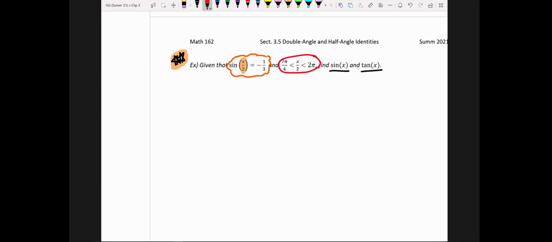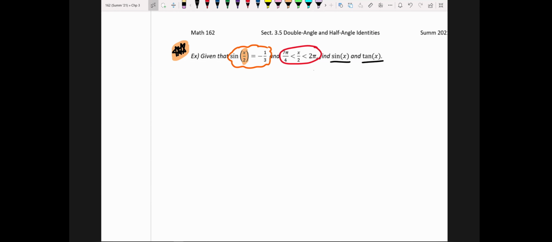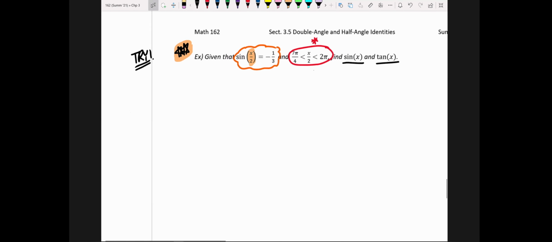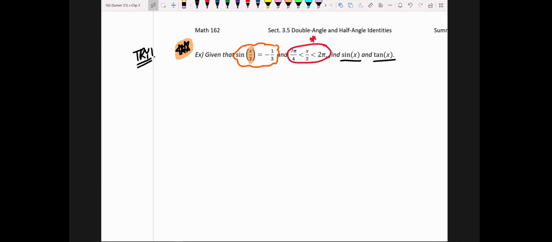Okay, students. So this one, probably the most difficult part is that you're not in quad 1, so you really need to pay attention to the quadrant. Okay, so go ahead and try this one on your own. Once you start, just type in W for working, and please DM your answer for sine of x and tangent of x.